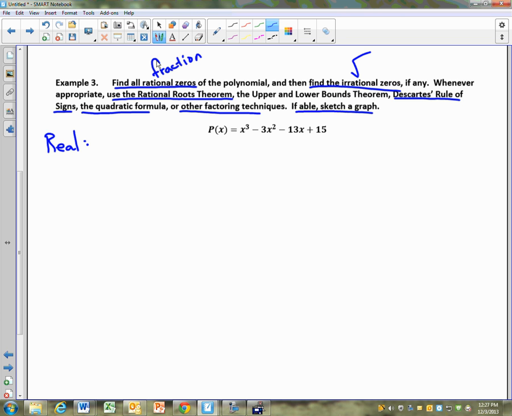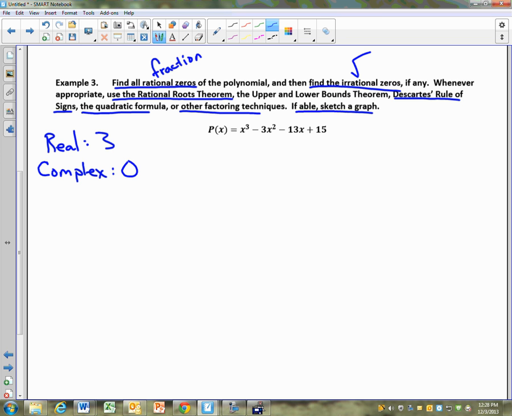How many total real solutions could this polynomial have? 3. If it had 3 real solutions, how many complex solutions would it have? None. It can only have a total of 3. So if it has 3 real, there aren't any complex at all. I told you yesterday, if there are complex solutions, they come in pairs.